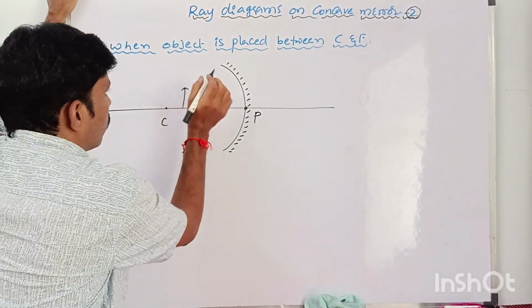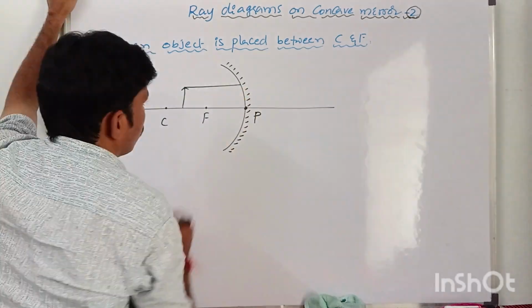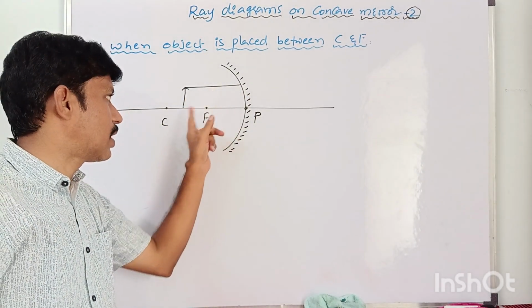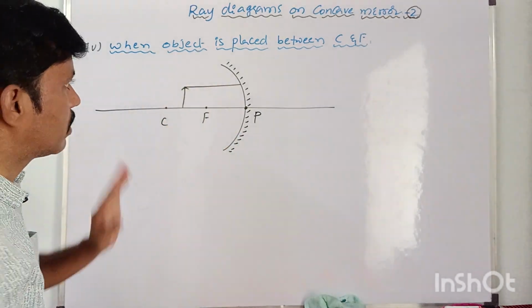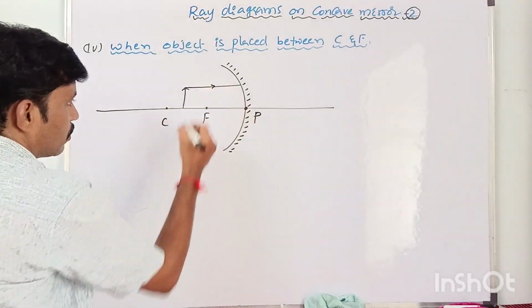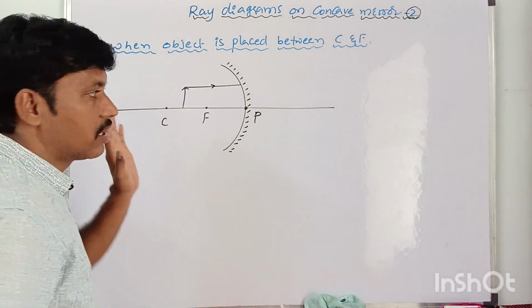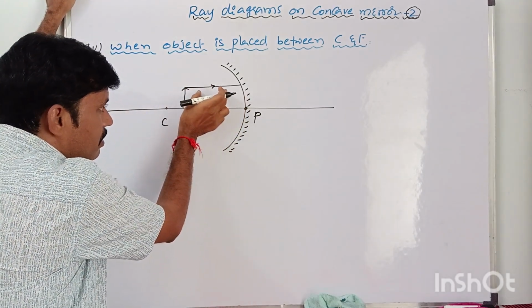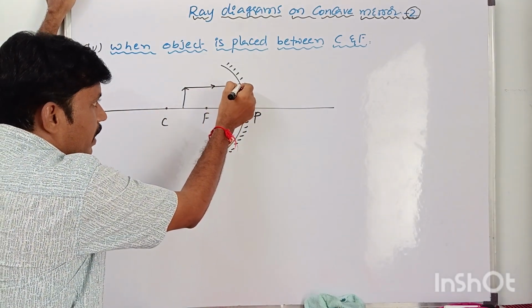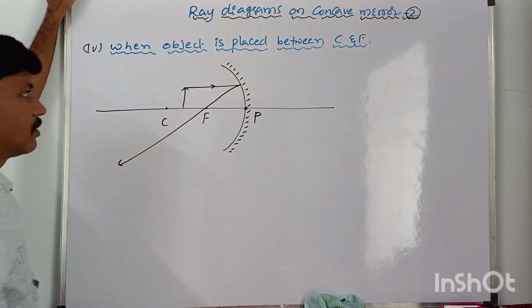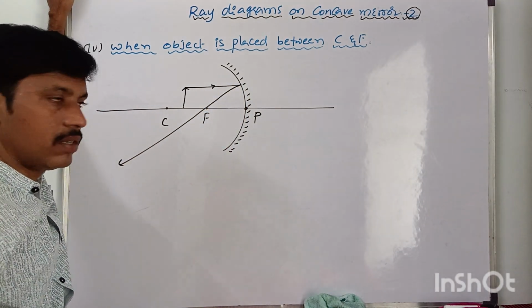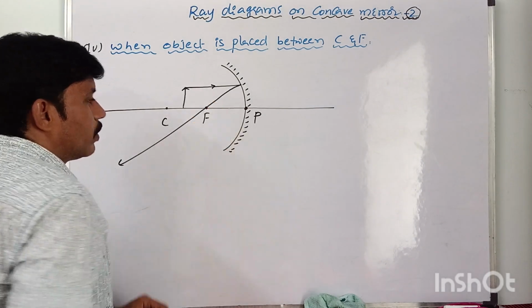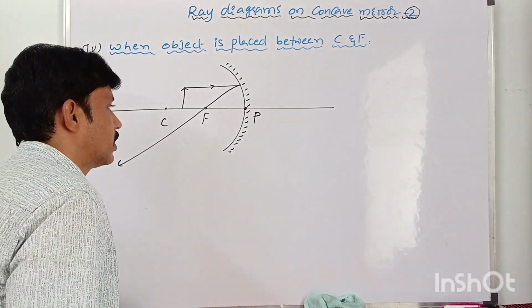Right. So the first ray is the parallel ray. The incident ray comes from the top of the object and is parallel to the principal axis. So after reflection, according to the rules to draw the ray diagram, this parallel incident ray passes through the focus point. Clear? Now, we need at least two rays to draw the ray diagram.